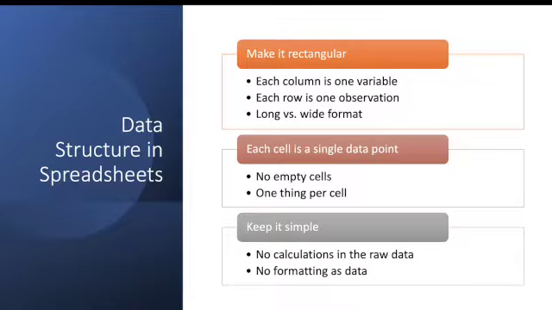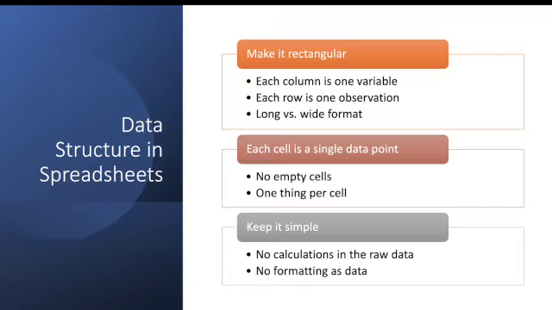Now, there's a difference between long and wide format. When we talk about long format, we mean that each row is a single time point for a single participant. So if you have multiple time points for a participant, you may have multiple rows for that participant. Whereas in a wide format, you have one participant per row and then multiple columns representing different time points for each variable.